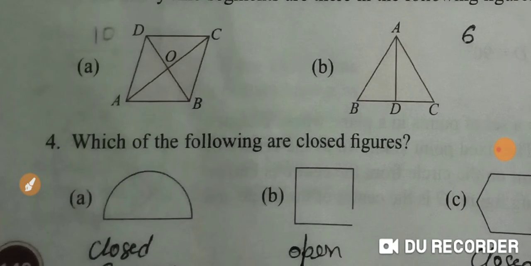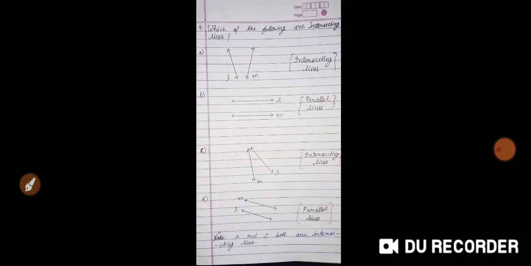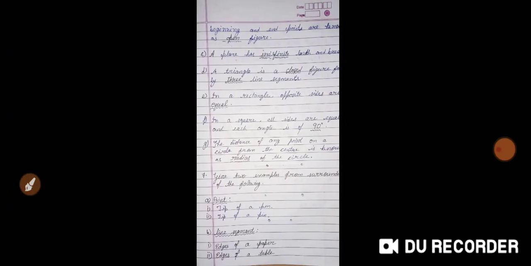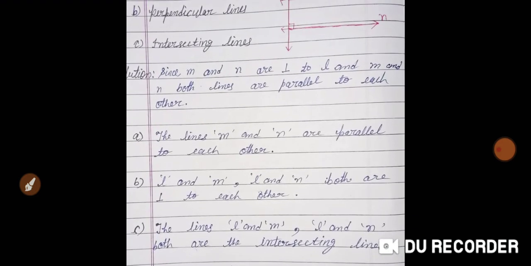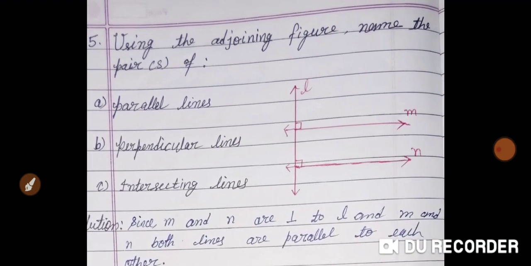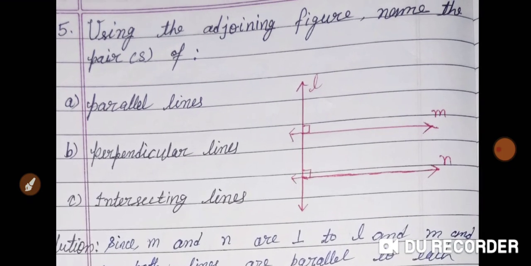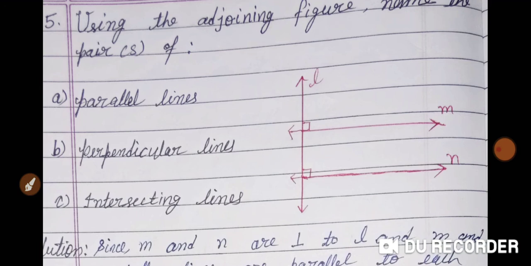Okay, my dear. So this is question number 4. Now we will discuss question number 5. Please see from here. Question number 5: using the adjoining figure, name the pairs of parallel lines. So dear students, you have to tell the parallel lines, perpendicular lines, and intersecting lines.